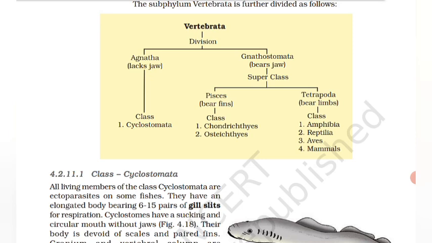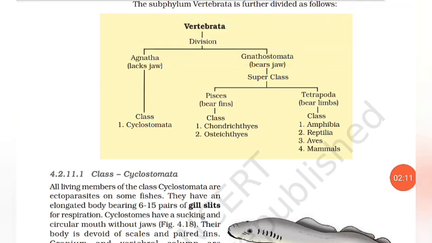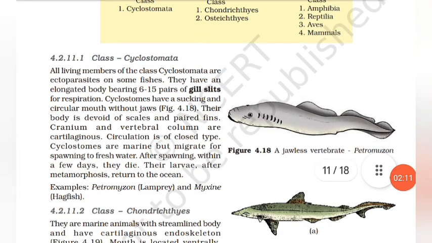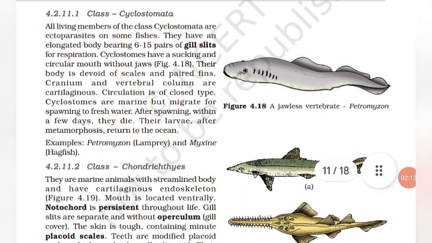Sexes are separate. In male, pelvic fin bears claspers. They have internal fertilization and many of them are viviparous. Examples of Chondrichthyes are Scoliodon, that is dogfish, Pristis, sawfish, Carcharodon, great white shark, Trygon, stingray. Class Osteichthyes. We are going to read.